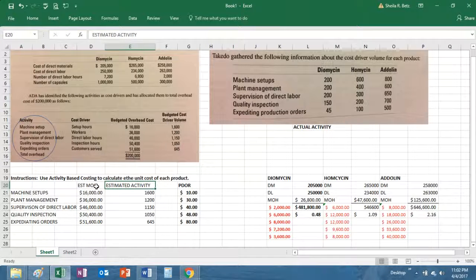The reason why you see the words estimated overhead and estimated activity is typically these PDOR rates are calculated in the beginning of the year by analysts, where they have forecasted their overhead costs and forecasted their activity. And then throughout the year, when we're assigning the overhead, when we're doing these calculations over here, at that point we have actual activity because the production process has begun. But like I said, sometimes estimated activity isn't given, and that's fine. If not, you just use actual activity.